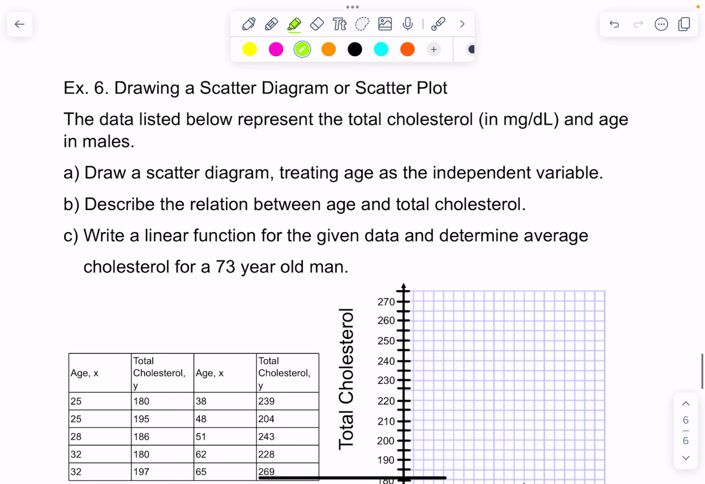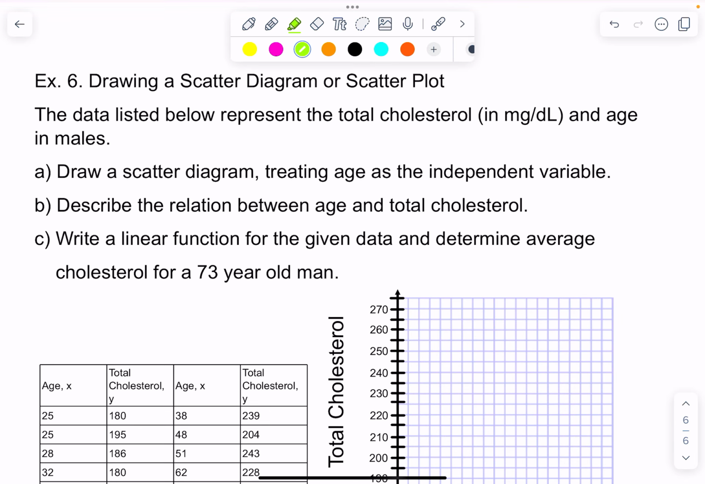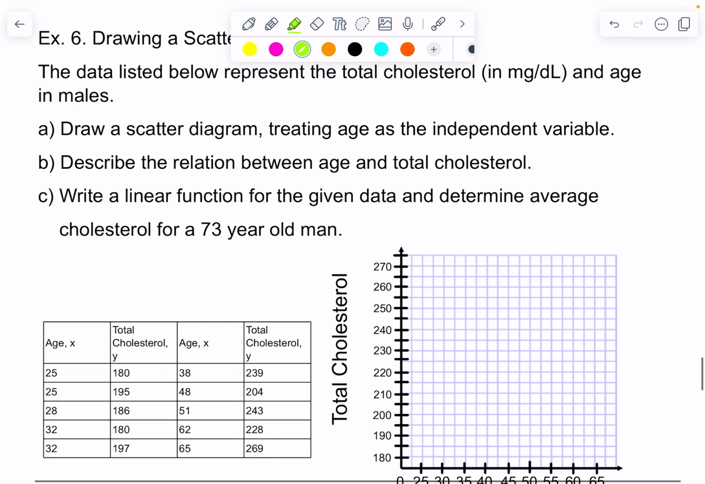All right, last but not least, drawing a scatter plot or scatter diagram. The data listed below represents the total cholesterol and age in males. A, let's draw a scatter plot, treating age as the independent value. B, let's describe the relation between age and total cholesterol. And C, let's write a linear function for the given data and determine average cholesterol for a 73-year-old man.